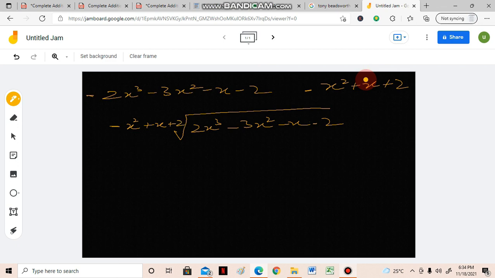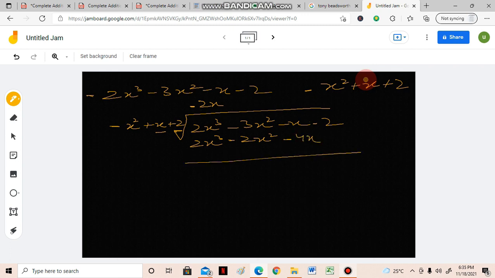Okay, so we know that we can multiply minus x squared with minus 2x to get positive 2x cubed, right? Because minus minus is plus, and x squared multiplied by 2x is 2x cubed. Now we are going to multiply this x with minus 2x, so this will become minus 2x squared. Similarly, we will multiply this 2 with minus 2x, so this will become minus 4x.